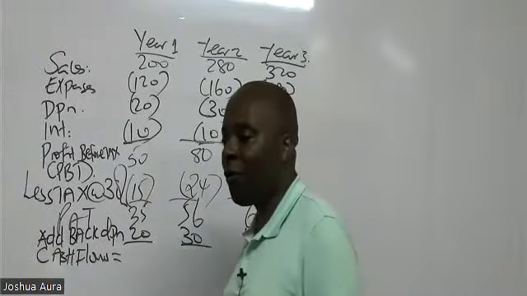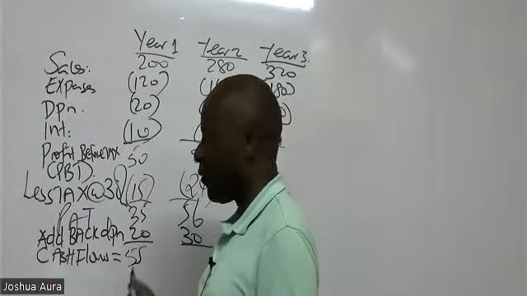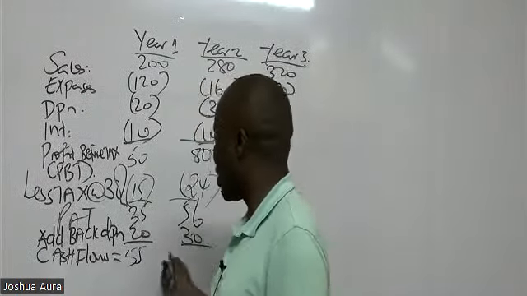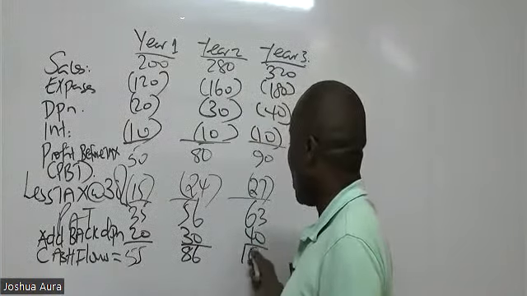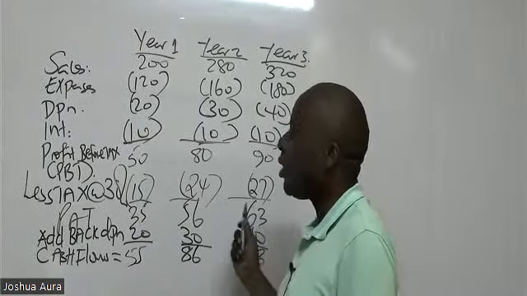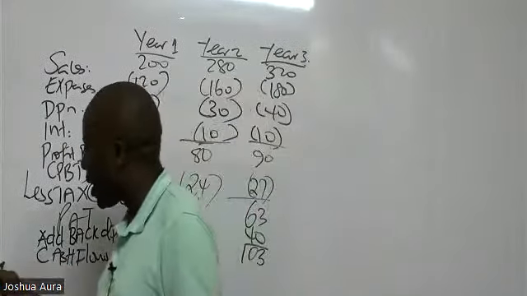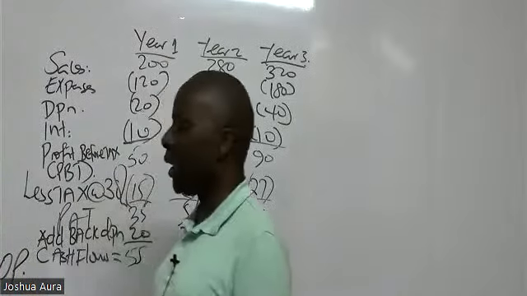So I'm being given a figure of 55. Then we have 86. And then we have 103. Now, these are the operational cash flows. Please write that up there: operational cash flows.